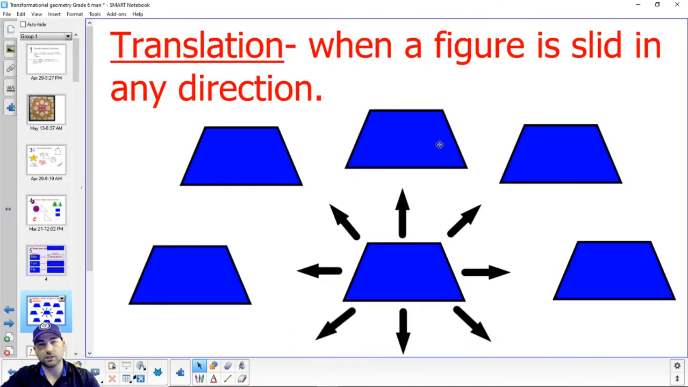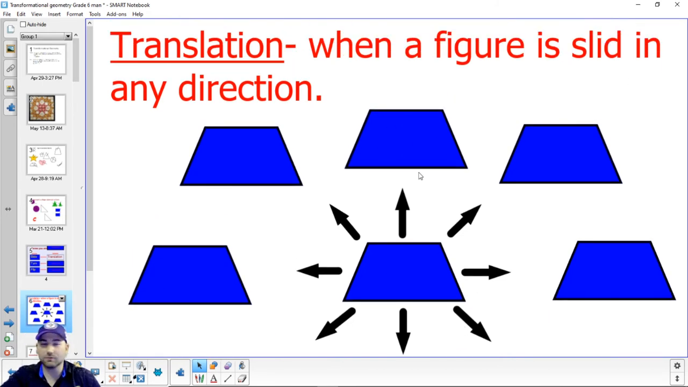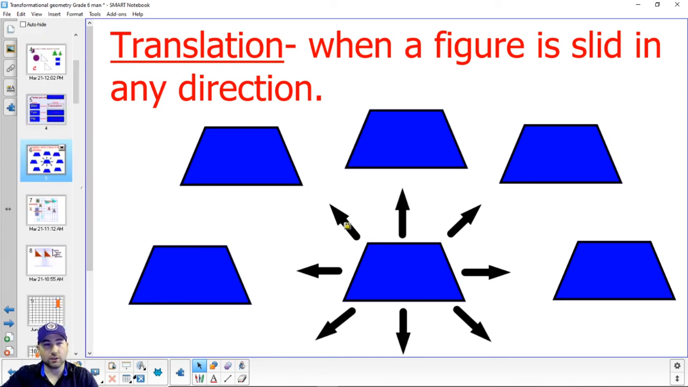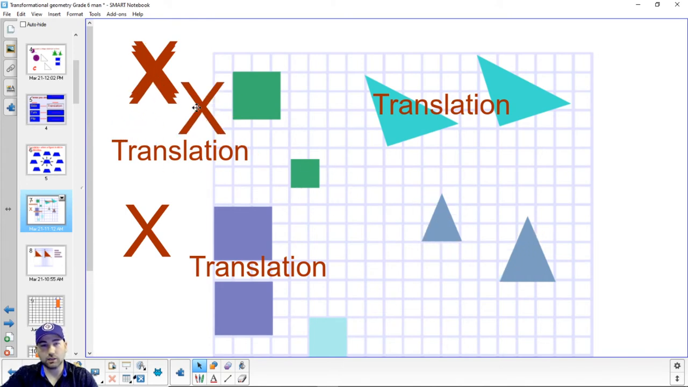Okay, so here's a translation. When a figure is slid in any direction. I said up, down, left, and right because that is what we're focusing on in grade 6. But a translation technically means it could be slid in any direction, diagonally. But what we're focusing on is not diagonally. We are focusing mainly on translating a shape up, down, left, or right, or north, south, east, and west. Okay. So translations. I'm going to go through what a translation is and what a translation is not. I already had my answers put here, so I'm going to move them back.